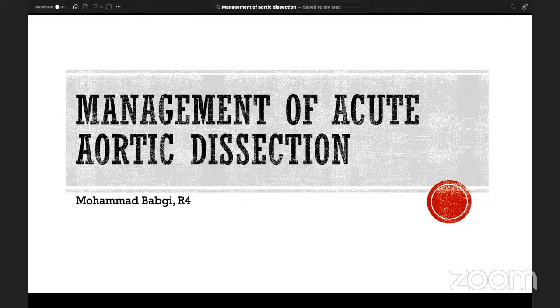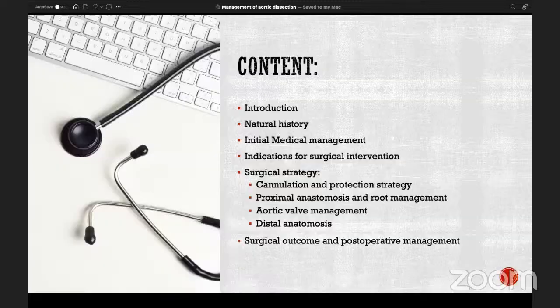Actually, my presentation will be mainly focusing on the management of the acute aortic dissection, as I think there is another lecture supposed to be speaking about the pathophysiology and diagnosis of the aortic dissection. The outline of this talk will be a brief introduction, the natural history of the aortic dissection, initial medical management, then the indication of surgery and the surgical planning or the strategical planning for managing such a patient.